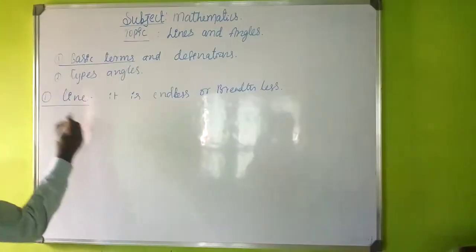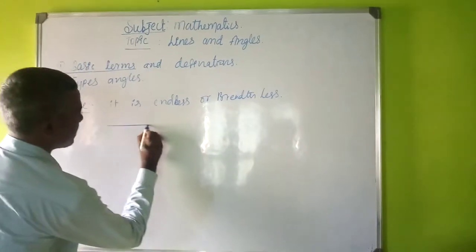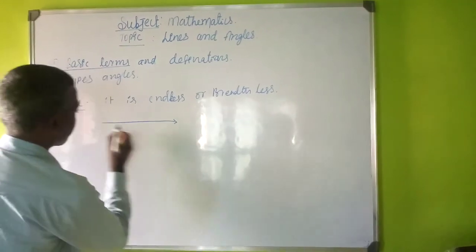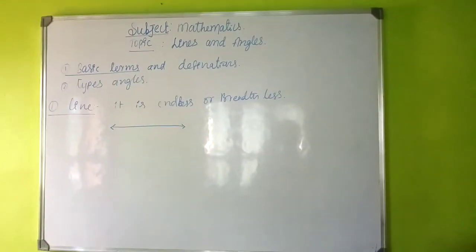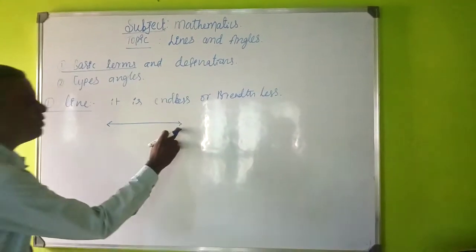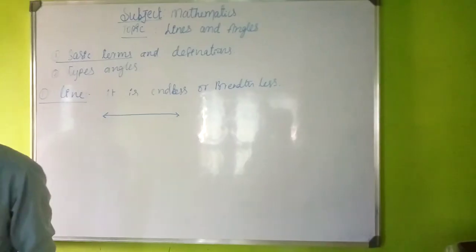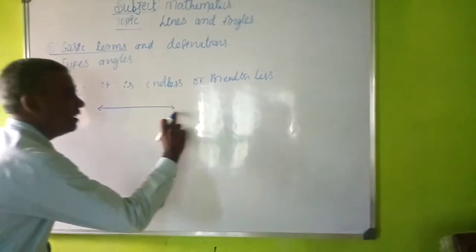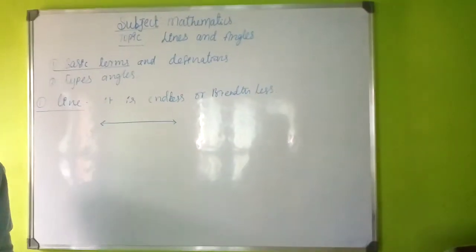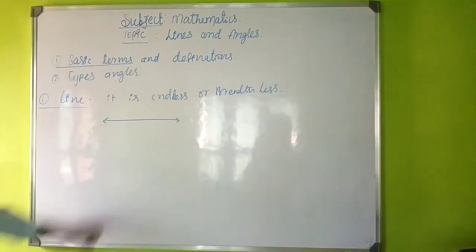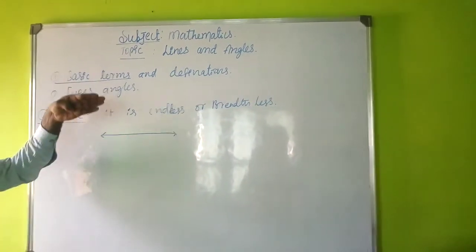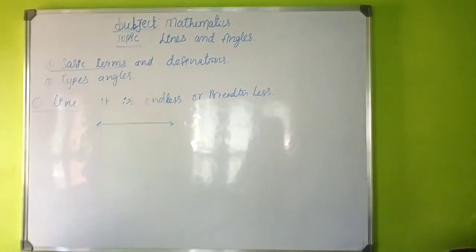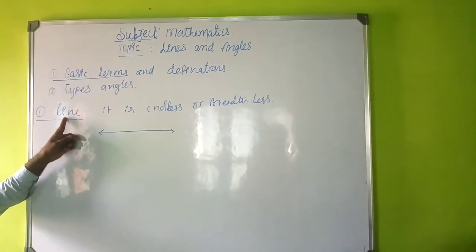Symbolically, we can represent it like this. At both the ends there is no limit. This arrow indicates that it is leading, it means continuous. There is no stop at all. That is the meaning of endless. And it is breadthless, there is no breadth for that. Such a type of concept is called a line.